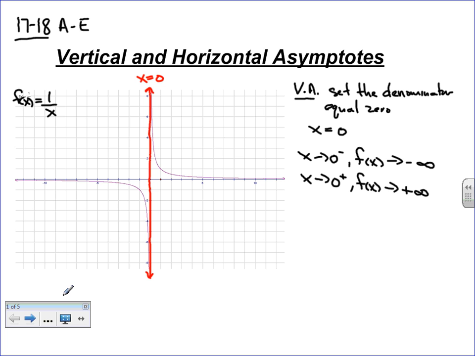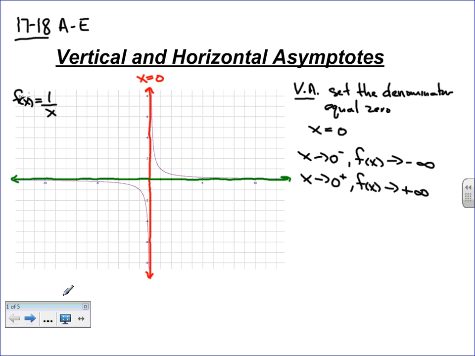Horizontal asymptotes. Horizontal asymptotes are horizontal lines that the function gets closer and closer to as x heads out towards negative infinity and as x heads out towards positive infinity.